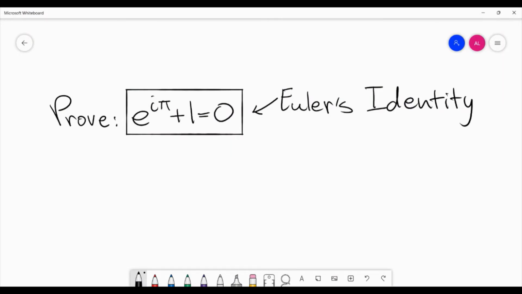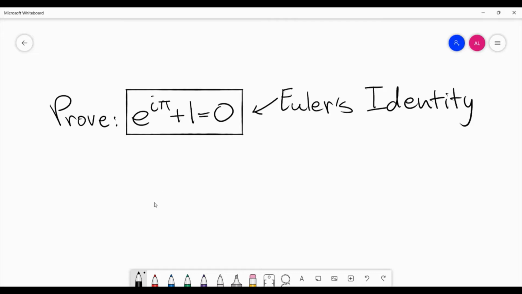So today is a very special video because we will be proving the famous Euler's identity, e to the i pi plus 1 equals 0, without using Taylor series. This identity is special because it connects the five, you can call them, fundamental constants of math, right? e, i, pi, 1, and 0, which are all very fundamental in calculus and imaginary numbers, and so on and so on.